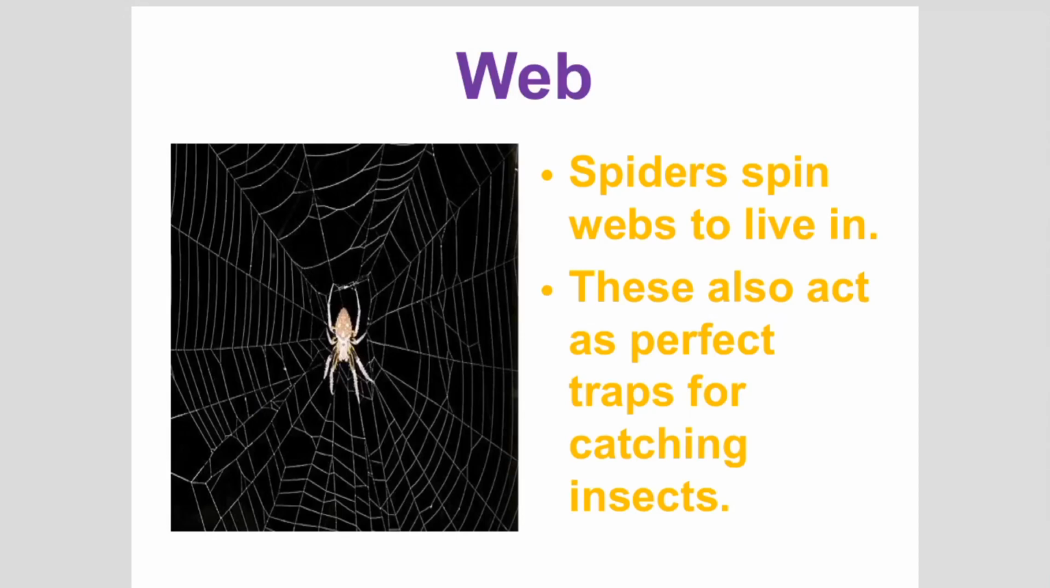Children, have you seen this type of network structure in your surroundings? This is a web. It is a network of fine threads constructed by a spider from fluid secreted by its spinnerets, used to catch its prey. So what is the use of a web? They use this web to trap or catch insects.